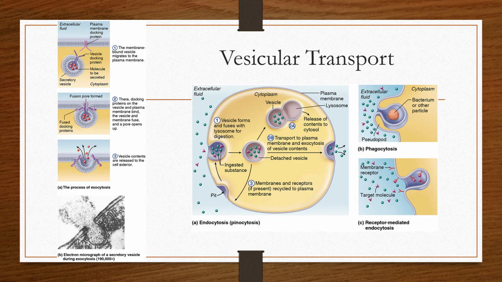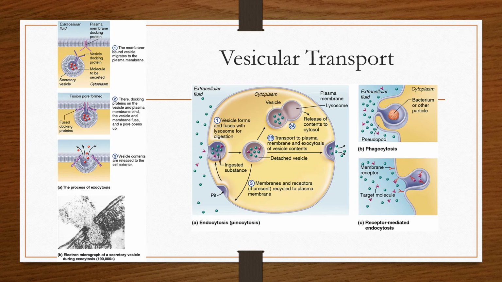And on the right, we have an image demonstrating endocytosis. And you can see the sequence of events is that a vesicle forms by forming a pit in the membrane.